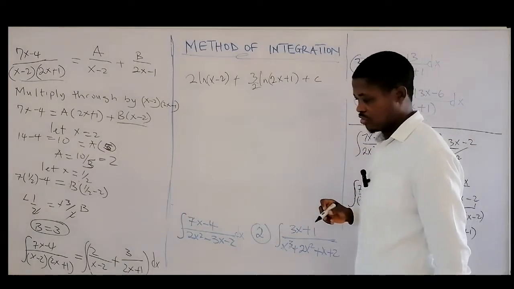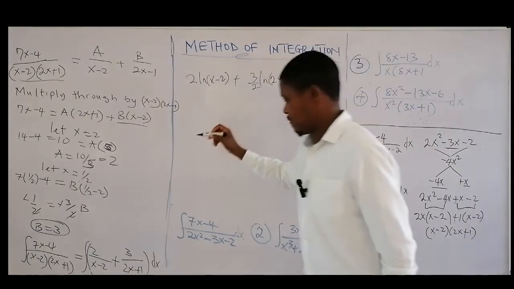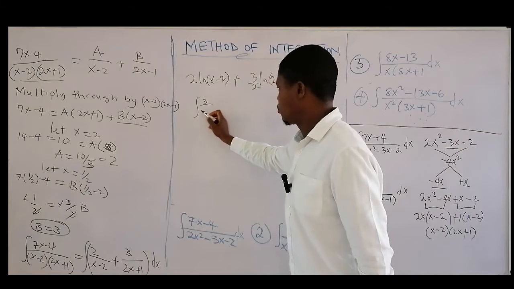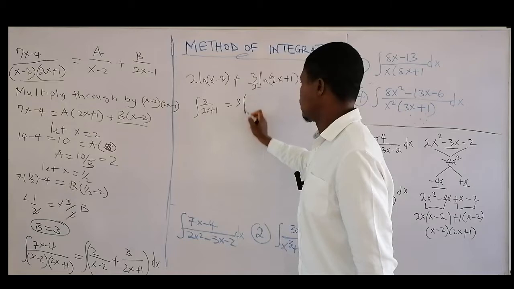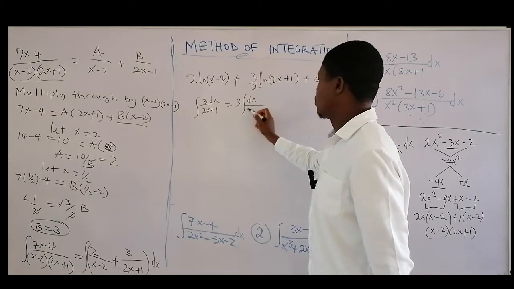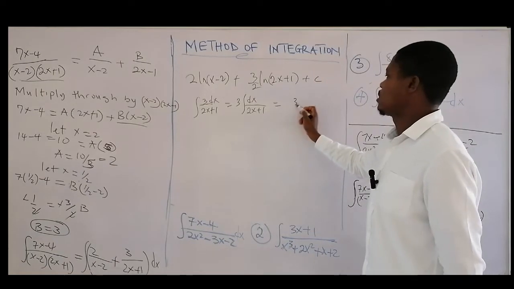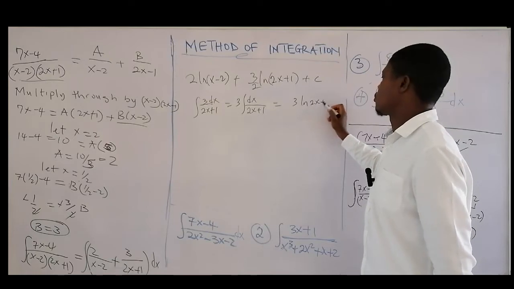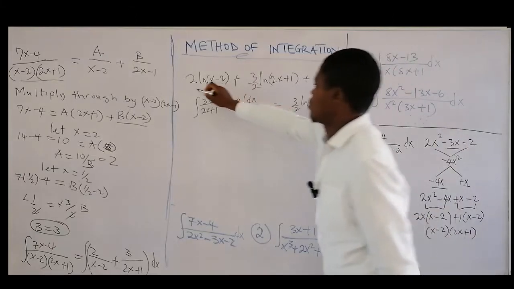But let me quickly make a little comment on the integration. For this one, the integral of 3 over 2x plus 1, the 3 will go outside, then you have dx over 2x plus 1. That will be equal to 3 ln|2x plus 1|, then you divide by the coefficient attached to that variable, which is 2. So that's your answer.